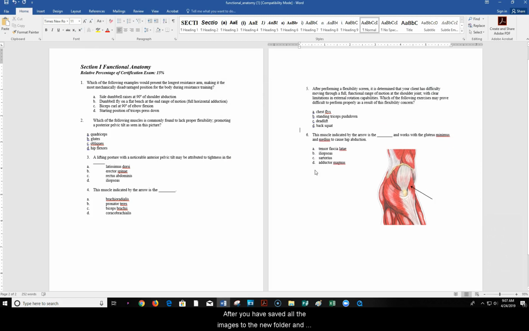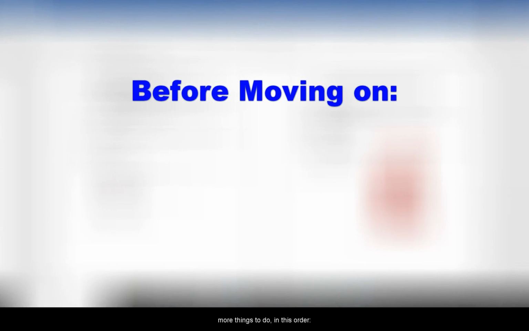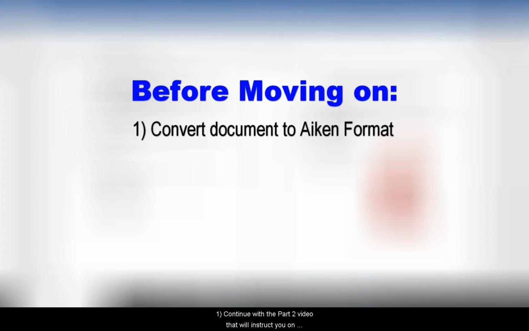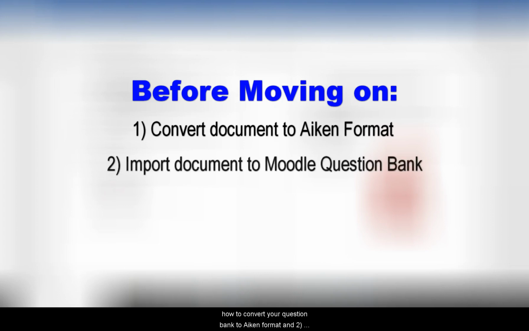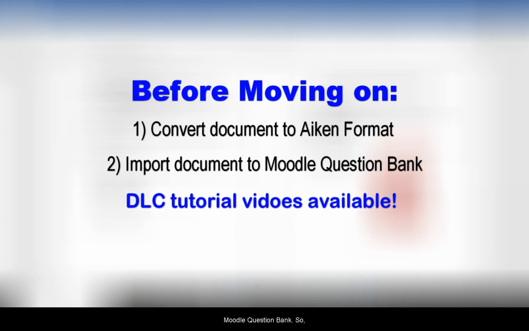After you have saved all the images to the new folder and removed them from the document, you will have 2 more things to do in this order. 1. Continue with the Part 2 video that will instruct you on how to convert your question bank to Aiken format. And 2. Import your new Aiken formatted document into your Moodle question bank. So, if you need to, pause this video so that you can convert your document to Aiken and import your question bank into Moodle.